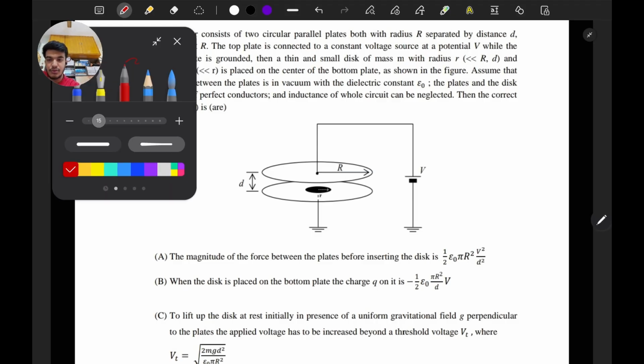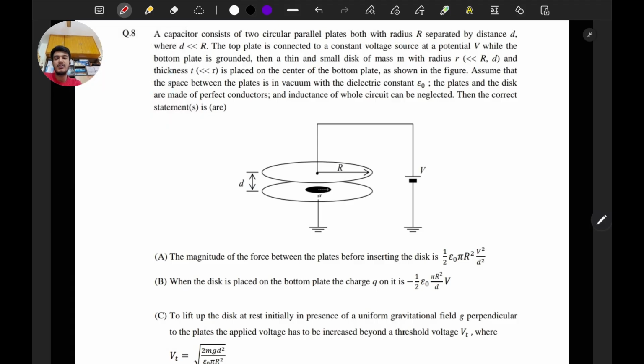An easy one though. Okay, a capacitor consists of two circular parallel plates, both with radius capital R separated by distance d, where d is much less than R. The top plate is connected to a constant voltage source at potential V, while the bottom plate is grounded. Then a thin and small disk of mass m with radius small r, which is much less than both R and d, and thickness t, which is much less than r, is placed on the center of the bottom plate as shown in the figure.